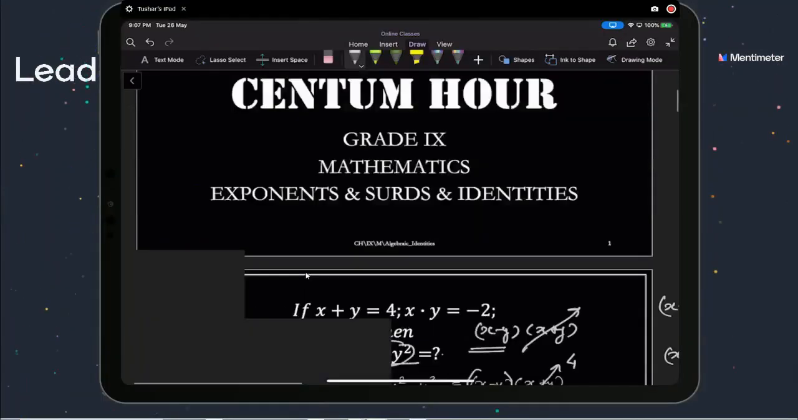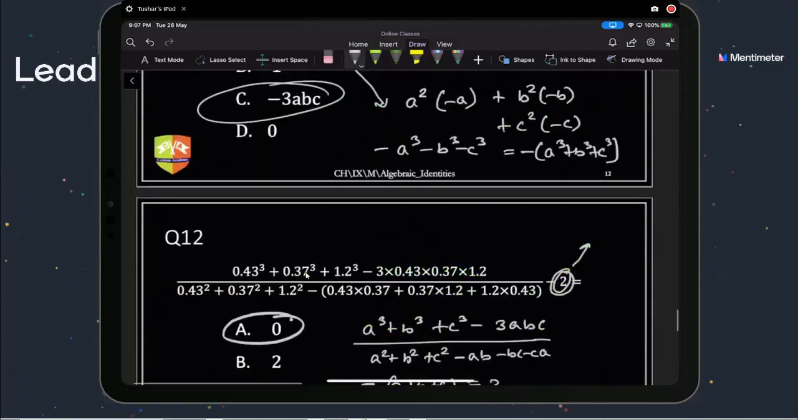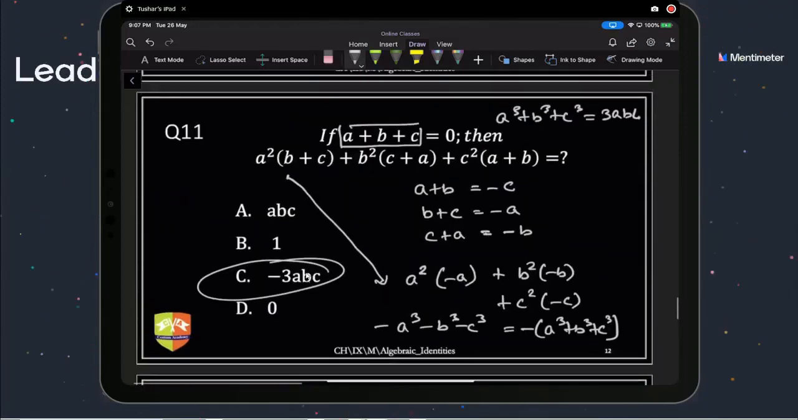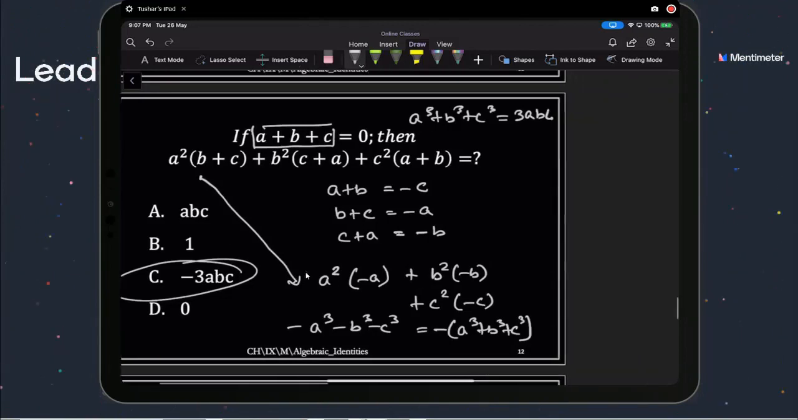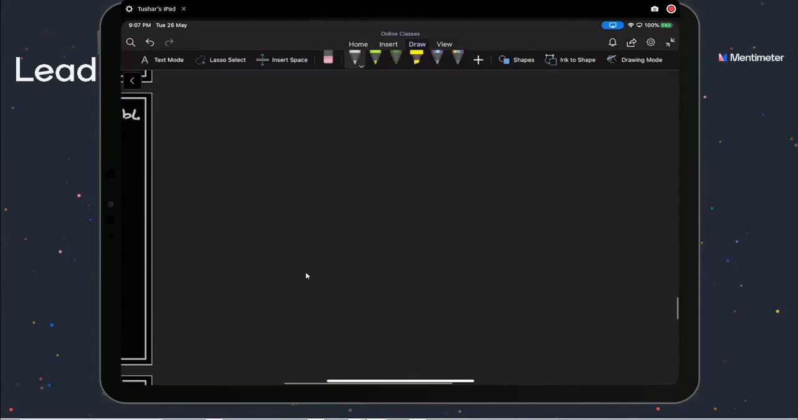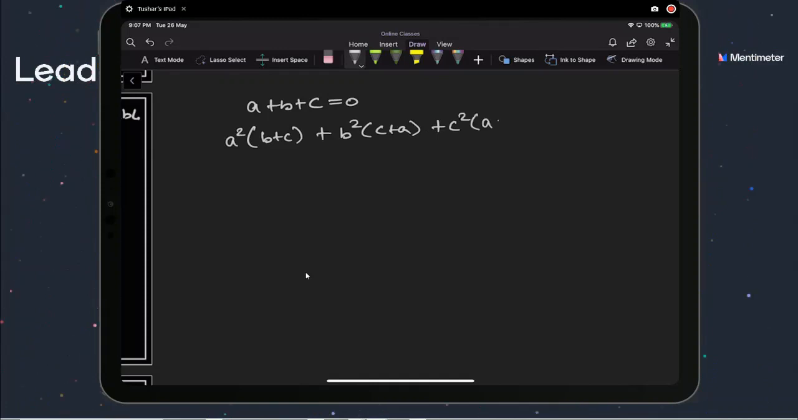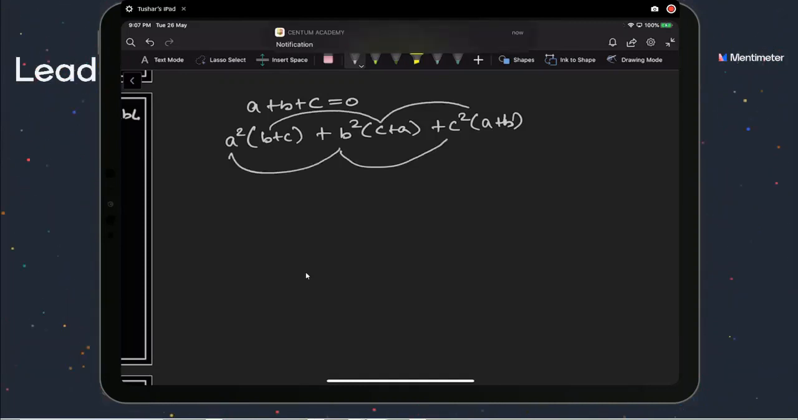This one, right? Question number 11. Explanation. Who wanted explanation? Yes, Shivam. Okay, look. a plus b plus c is 0, and you have to find the value of a square times (b plus c), b square times (c plus a), c square times (a plus b). This is called a cyclical expression. So a is replaced by b, b is replaced by c, c is replaced by a, like that, cyclical, right?